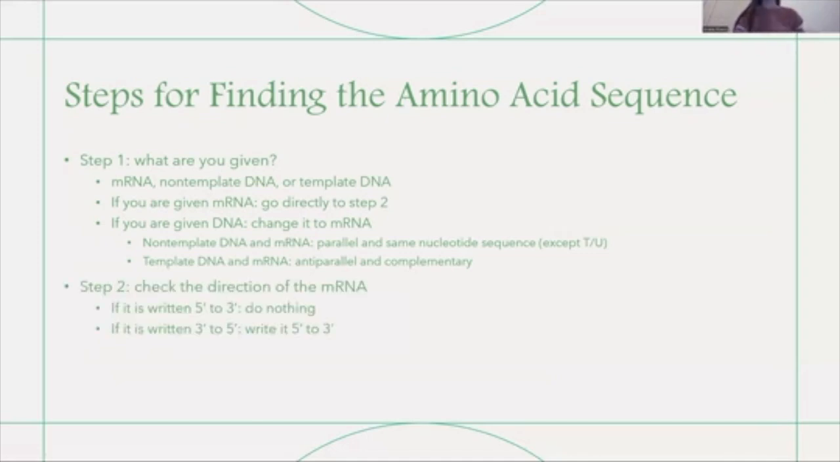Step 2, is our mRNA in the right direction? We need it to be 5' to 3'. So if it's already 5' to 3', you don't have to do anything, you're done. You can go on to the next step. If it's written 3' to 5', go ahead and write it 5' to 3' instead. And finally, when we have mRNA and it's written in the 5' to 3' direction, we're going to use our codon chart to read our mRNA from 5' to 3'. And remember, the protein would be written from N to C.